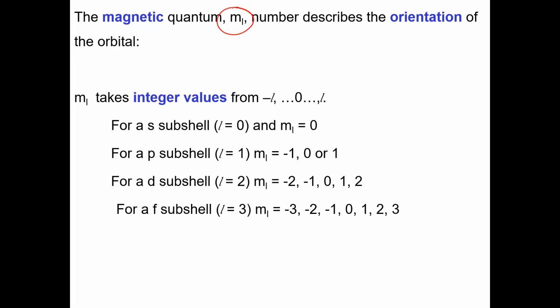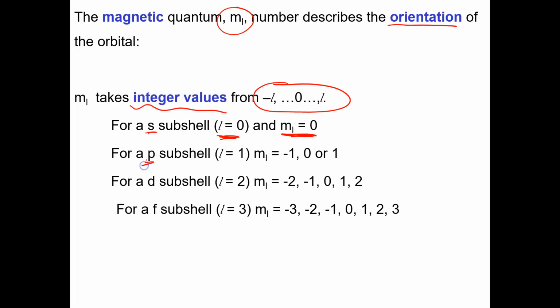Our third quantum number that describes an orbital is the magnetic quantum number ml, and that describes the orientation of the orbital with respect to the x, y, and z axes. ml takes integer values that range from -l all the way up to positive l in increments of 1. So for example, for an s subshell, that is an electron that has l equals 0, there's only one possible value of ml, that would be 0.